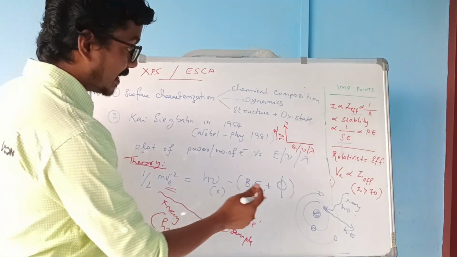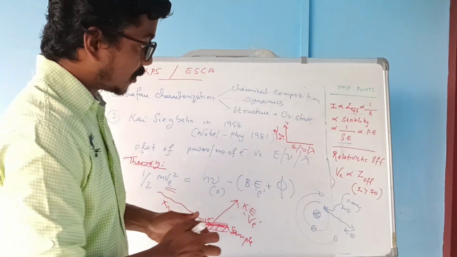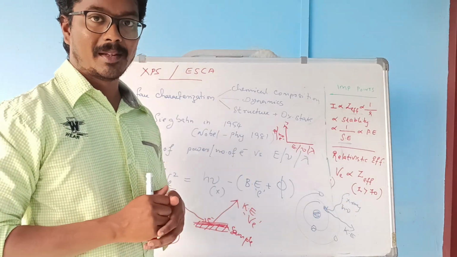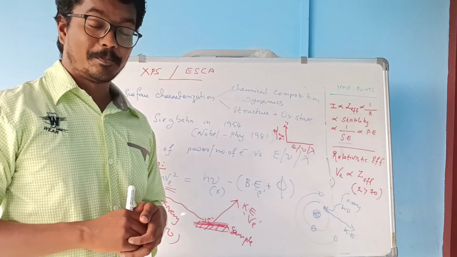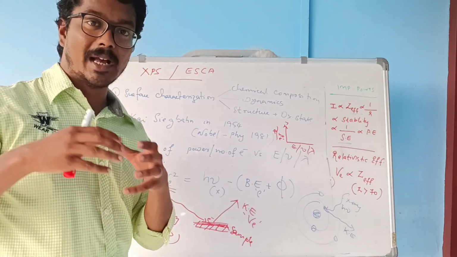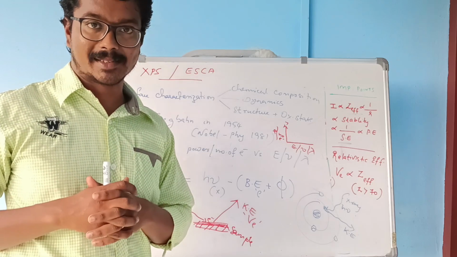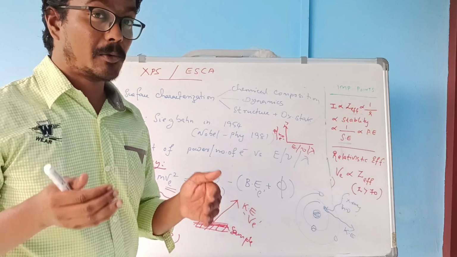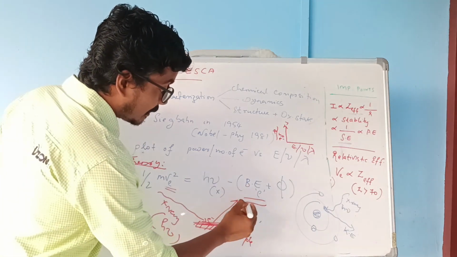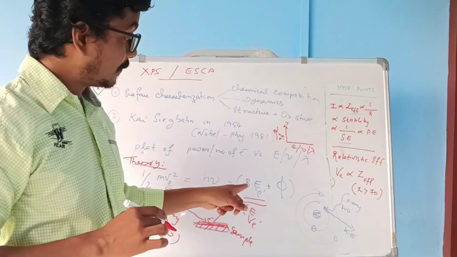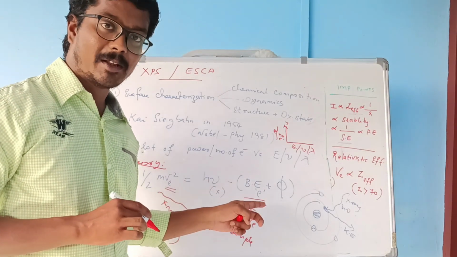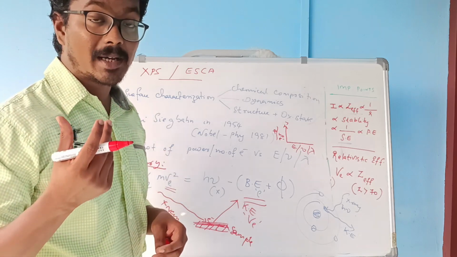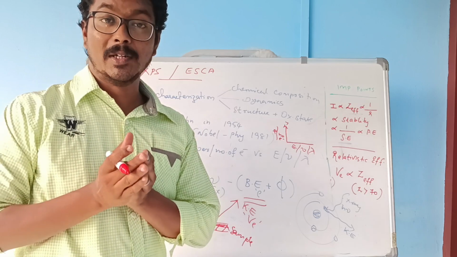Binding energy is the amount of energy required to remove that electron from the atom. It can also be said to be the amount of energy required to remove an electron from the field of attraction of the nucleus. That is called ionization energy or electron binding energy. So through XPS, we can find out the electron binding energy, from which we can also find out the ionization energy, the amount of energy required to remove an electron from the field of attraction of the nucleus.